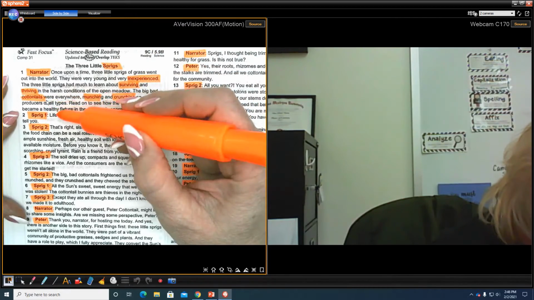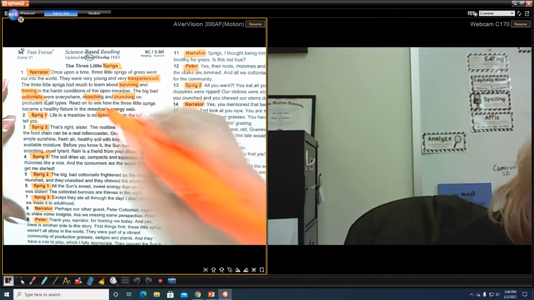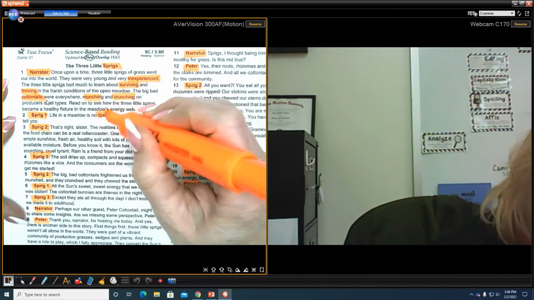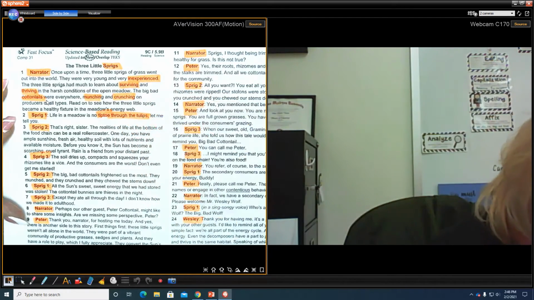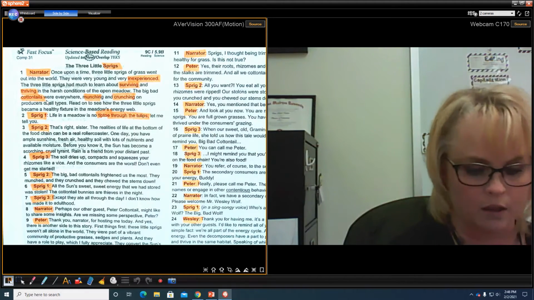Sprig 1: Life in a meadow is no tiptoe through the tulips, let me tell you.